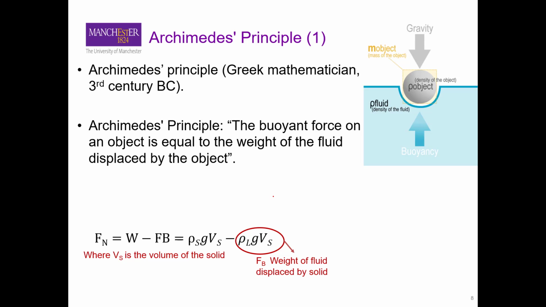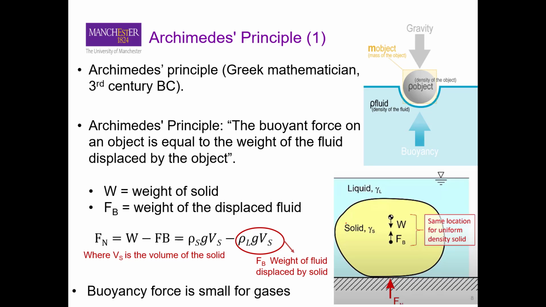There is a very funny story behind it: he was taking a bath, and when he entered the bath, he noticed that the water came out of the bath, and he felt some buoyancy force. At that time, he came up with the idea that the buoyant force on an object is equal to the weight of the fluid displaced by the object. If there is an object, for example, here we take this example of a stone immersed in water, this stone experiences two forces. One is the weight of this object, and the second one is the buoyancy force.